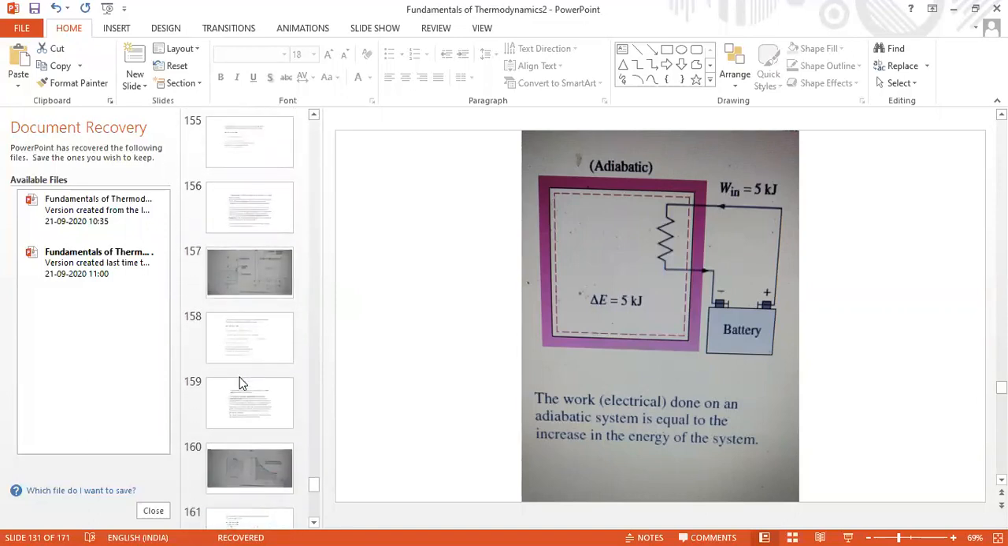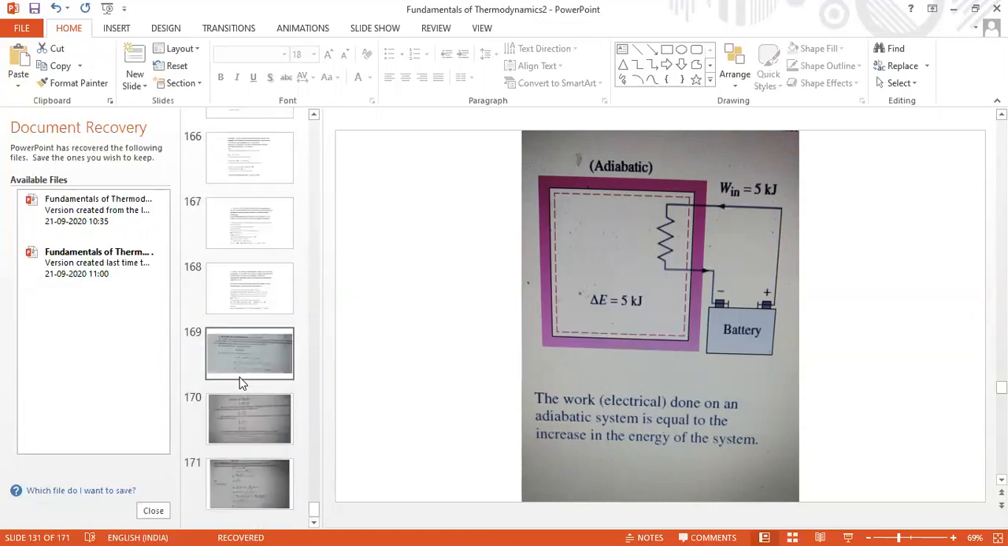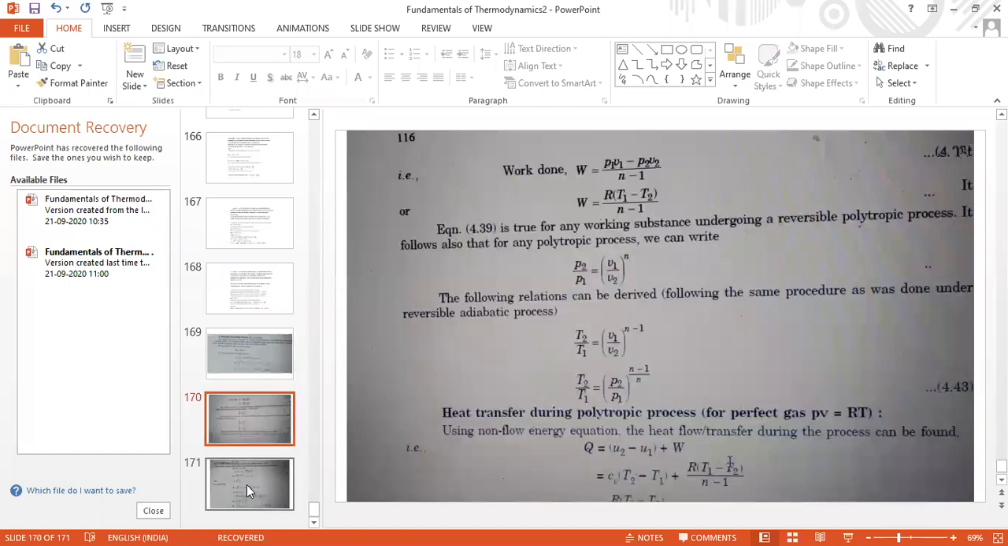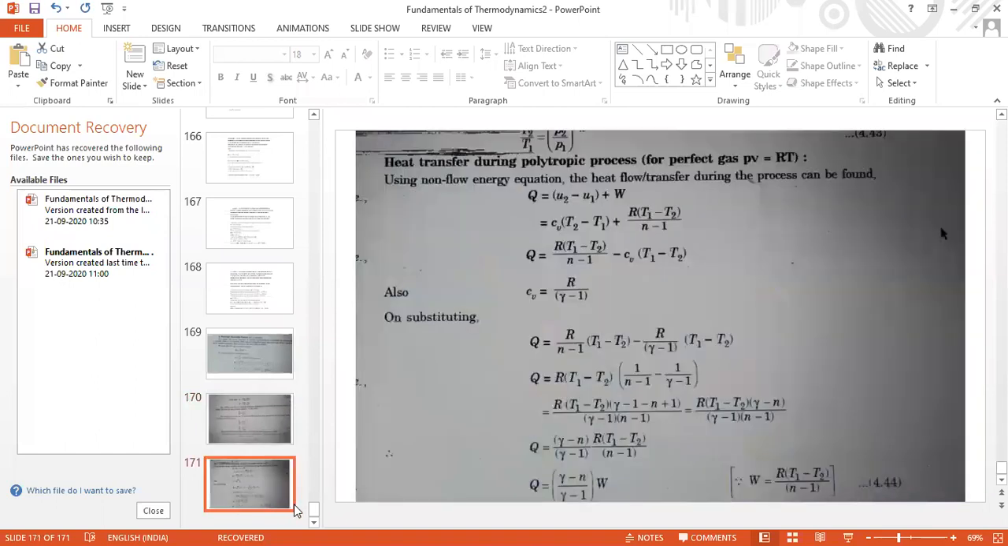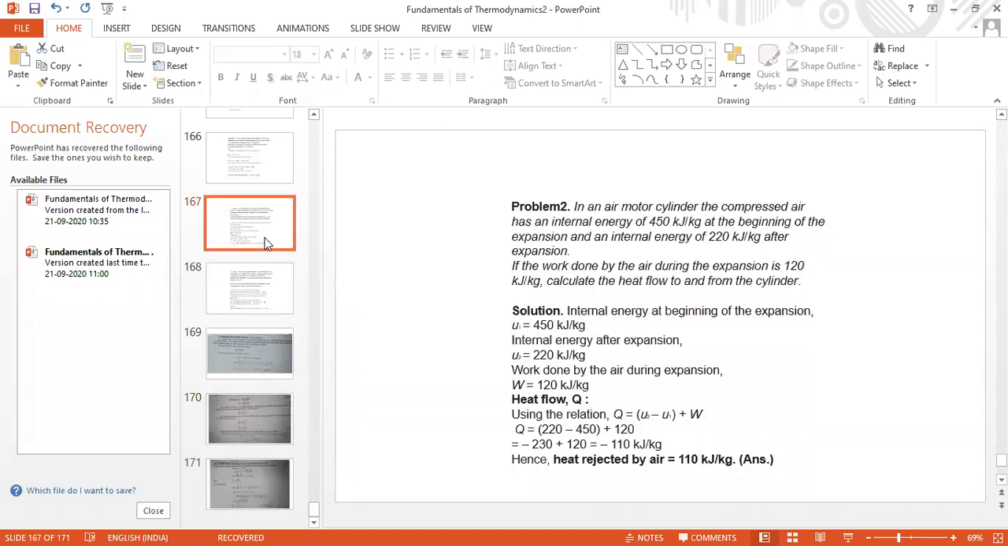In this way, the concepts of work and heat are to be understood thoroughly. Thoroughly in the sense, whenever a problem is given, whenever there is a point of heat and work interactions, you have to understand the sign conventions simultaneously.